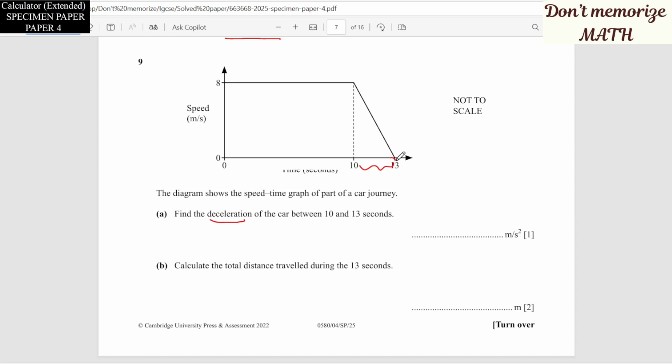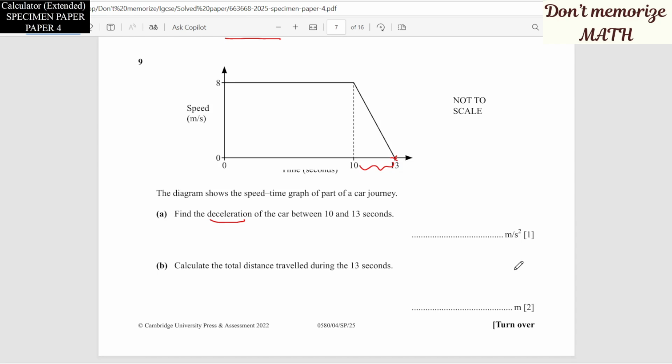So what is the change in speed? So here the speed is 0. You can check the y-axis. On the y-axis they have given speed, and on the x-axis they have given time in seconds. Make sure you have the same units also. Here you have seconds, here meters per second.